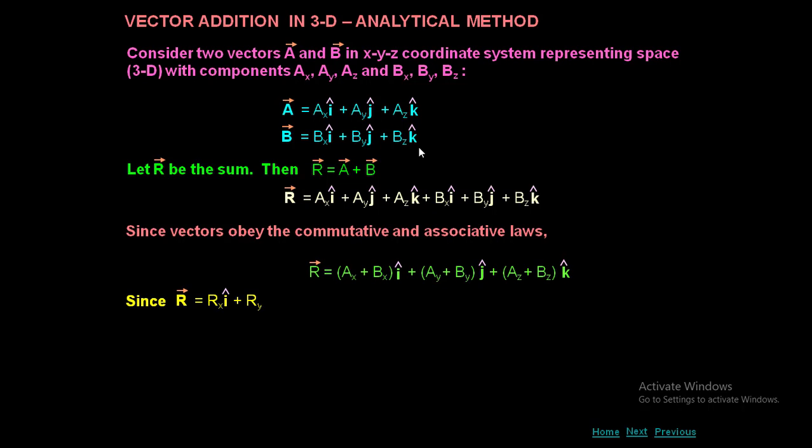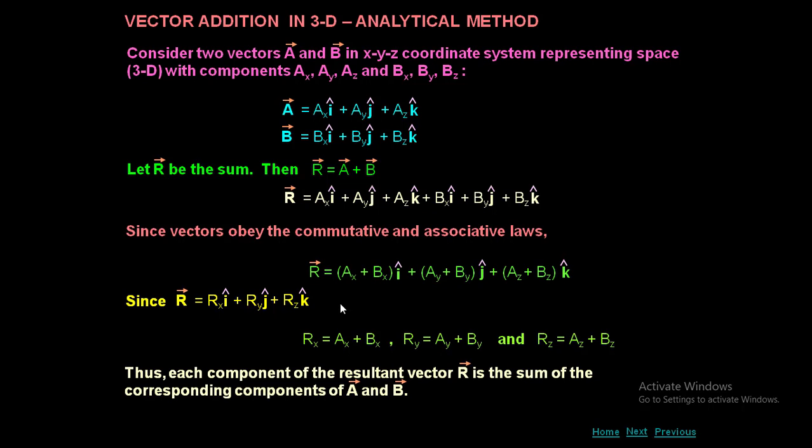Now, R bar will also have three components along x, y and z, which can be represented as Rx i cap plus Ry j cap plus Rz k cap. If you compare these two equations, you have Rx equal to Ax plus Bx, Ry equal to Ay plus By, and Rz equal to Az plus Bz. Thus, each component of the resultant vector is the sum of the corresponding components of A bar and B bar.